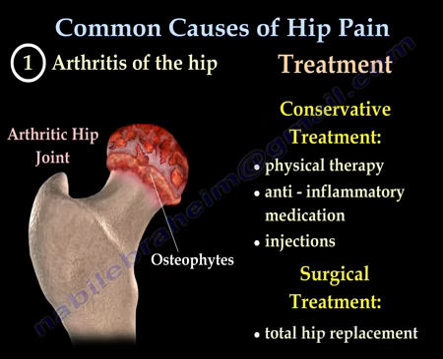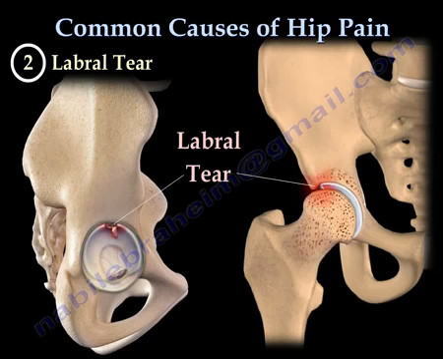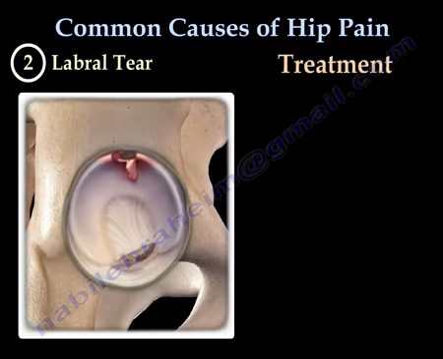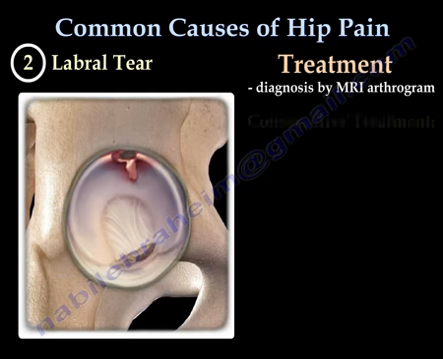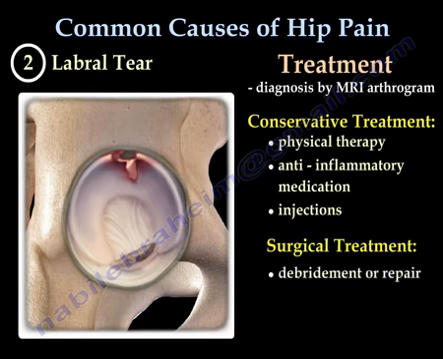The second condition is labral tear, usually diagnosed by an MRI arthrogram, and the treatment is done by therapy, medication, and injection. Surgery is the best option, and it can be done by debridement or repair of the lesion, usually arthroscopically.